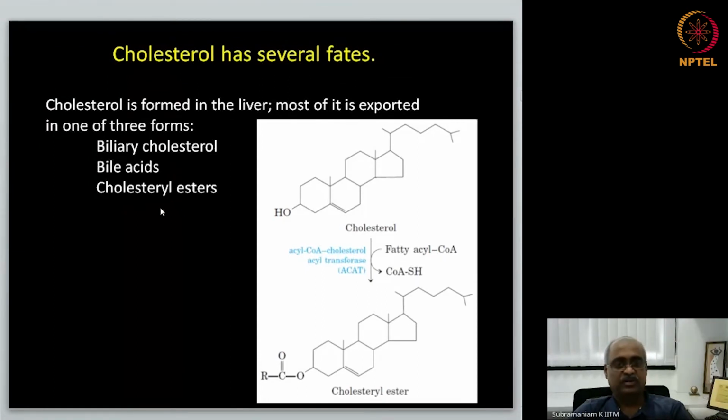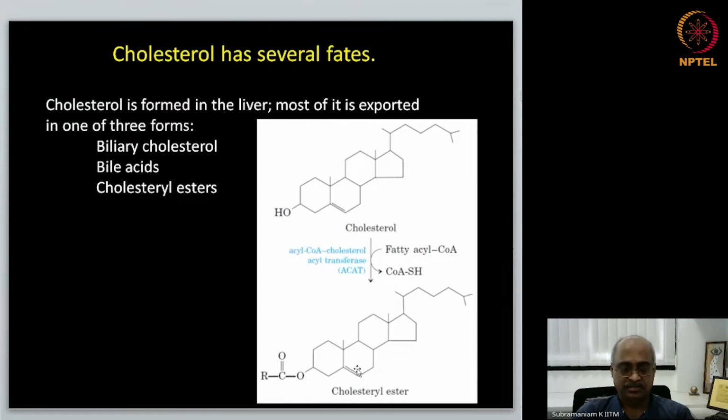And second, it forms cholesterol ester. This hydroxyl group, this alcohol group, can be esterified with the carboxyl group of free fatty acids as shown here. So this is a highly hydrophobic molecule because this sterol ring is hydrophobic. Then this R group is a long aliphatic chain. So it is highly hydrophobic, and this is one of the storage versions of lipids. So that is another role of cholesterol.